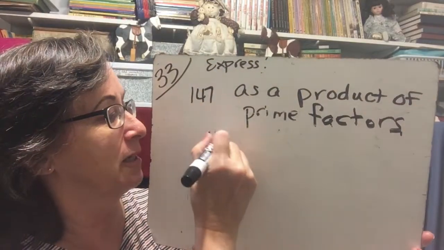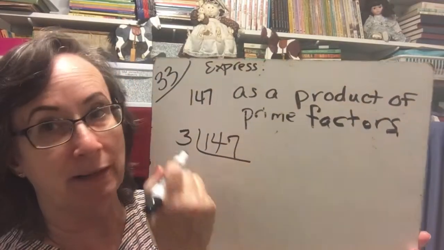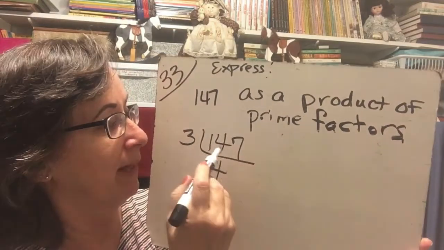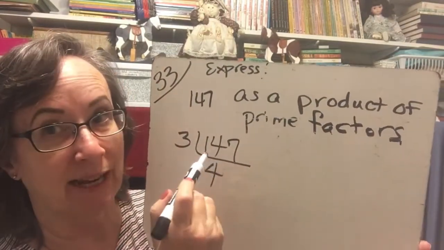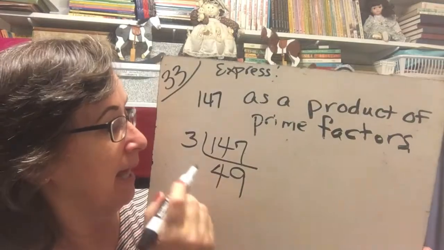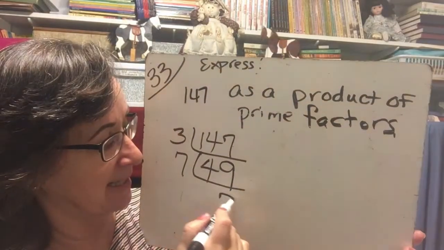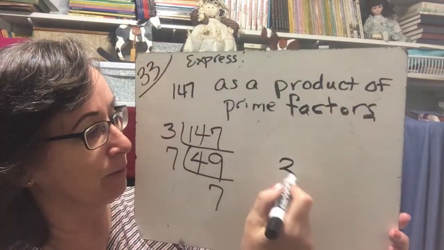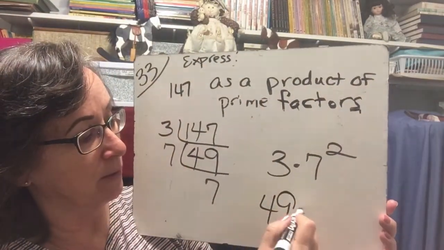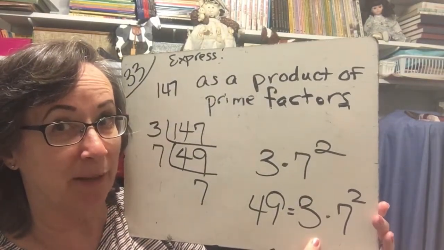So I'm going to start. Since 3 is a prime number, you can't divide 3 up by anything else. I'm going to divide by 3. 3 goes into 14 4 times, and then when I take the 12 out of the 14, I have 2, so 27. 3 into the 27 is 9. And then 49 divides by 7, leaving 7 left. So now I've got 3 times 7 squared. So 147 equals 3 times 7 squared. And that's what they mean by a product of prime factors.